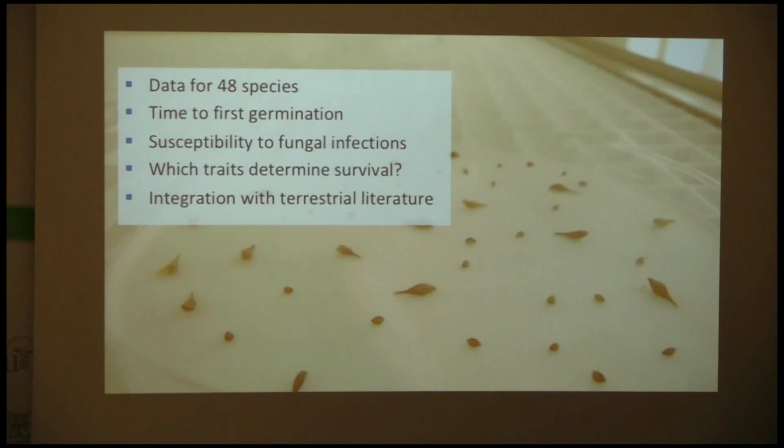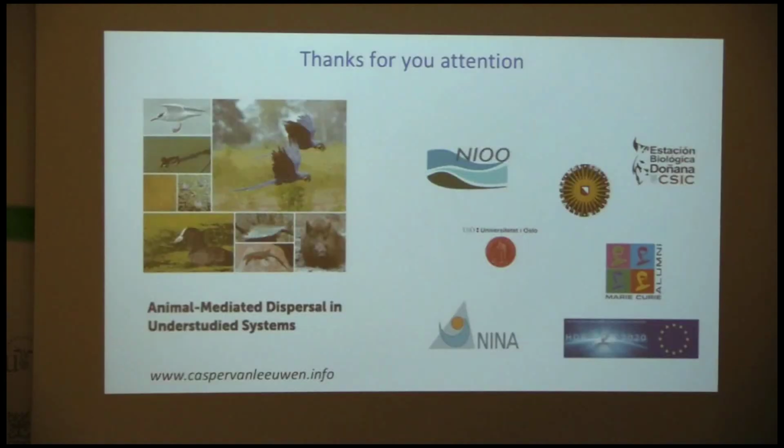So, well, I hope to be able to show more soon, because the germination experiments will be finished, I think, next week or in 2 weeks, which will allow me to say more about which traits plants need for their survival, because we now have data for 48 different plant species so far. So I hope to work on that soon, and then also integrate that with the knowledge on herbivory and the traits that we know are important for dispersal of fleshy fruits.